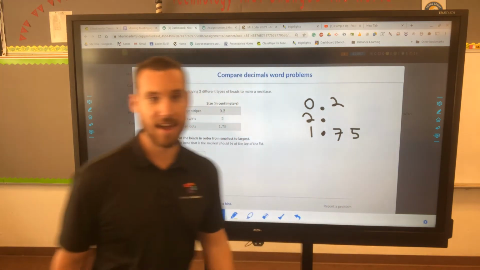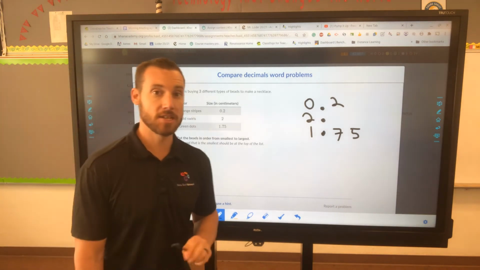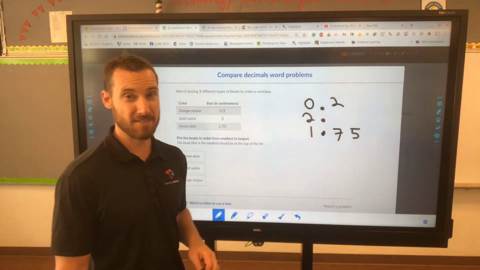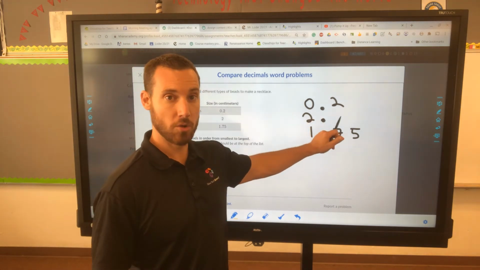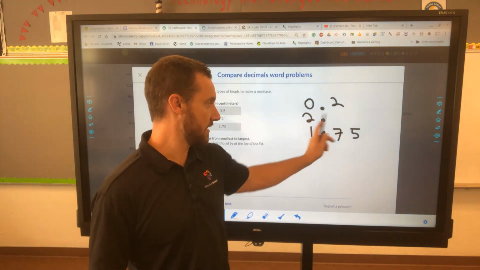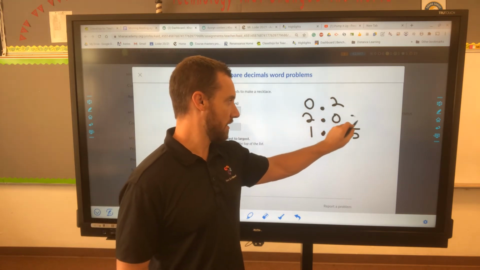175. One thing that I haven't been doing that is super helpful is filling zeros out where they belong. It makes it really easy to see. So since we don't have anything on this side of the decimal in the 2 place, let's go ahead and just put a 0 there and another 0.